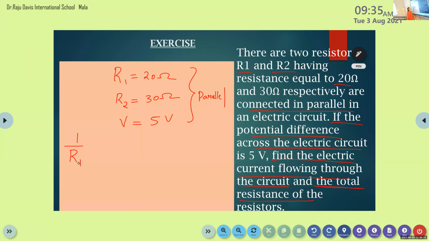Since it is a parallel combination, 1 by Rp is equal to 1 by R1 plus 1 by R2. Here R1 and R2 are already provided in this question. You just substitute the values: 1 by 20 plus 1 by 30. Here you can either take the LCM or you can cross multiply it to find the value.